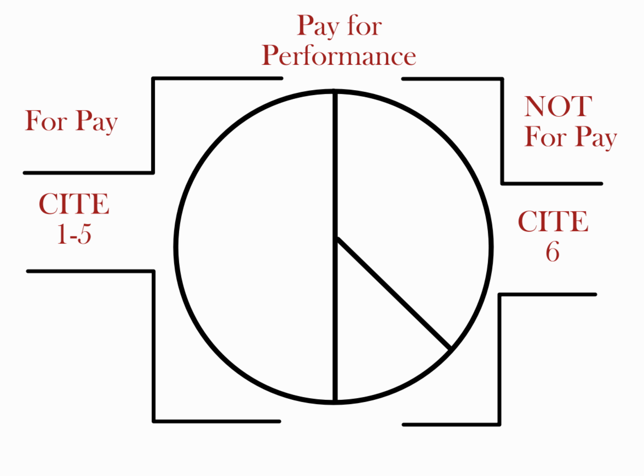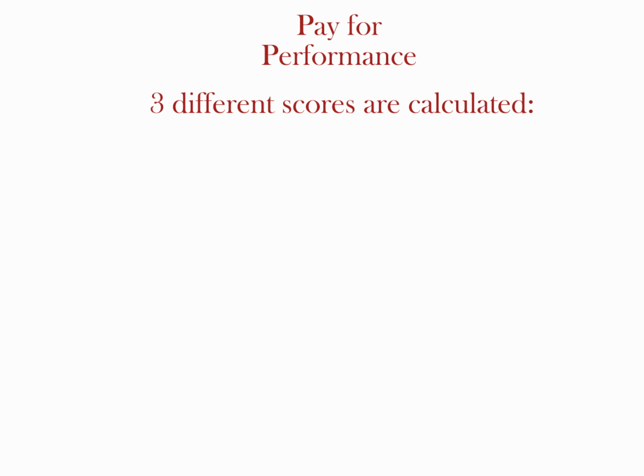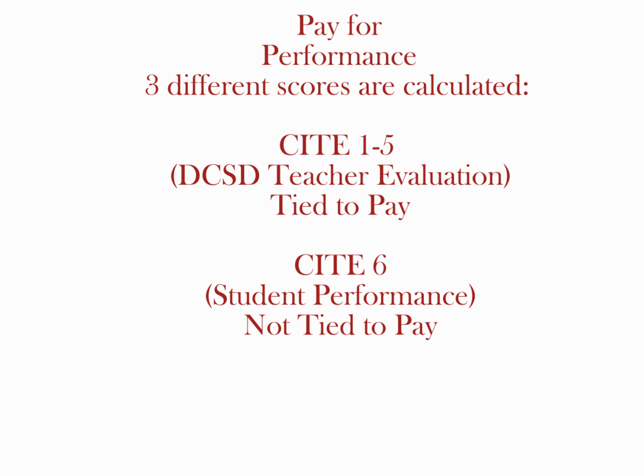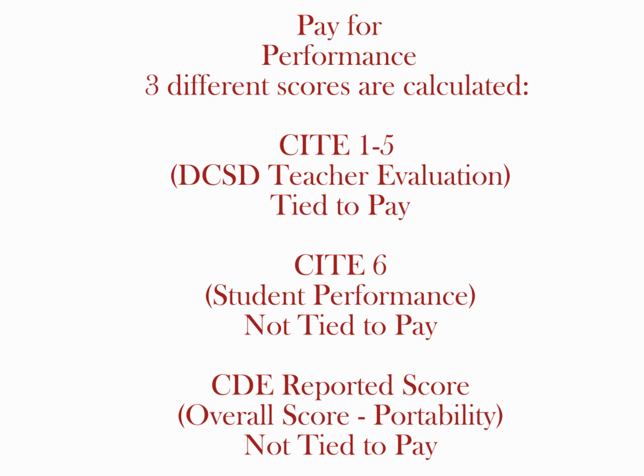But essentially you end up with 3 different scores. You end up with a score for Cite 1 through 5, that is tied to pay. You end up with a score for Cite 6, that is not tied to pay. And then we combine those scores according to Senate Bill 191. We divide them by 2 to represent the 50%, and you will receive a third overall score that influences going to other districts and some of the decisions that they make, but is tied to probationary and non-probationary status.